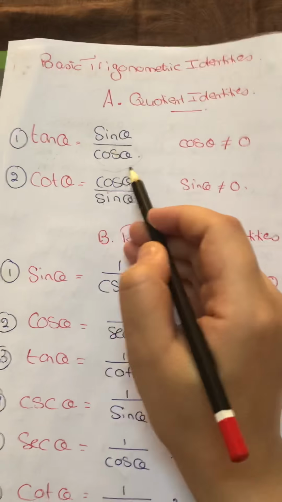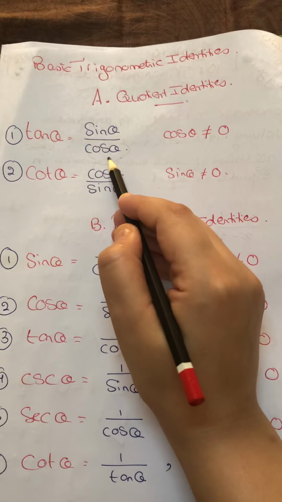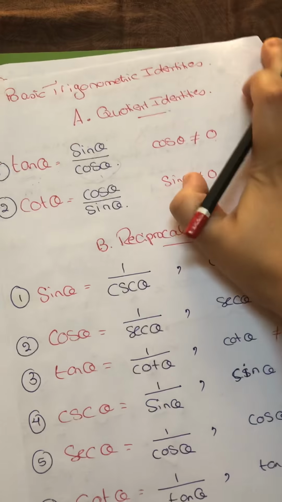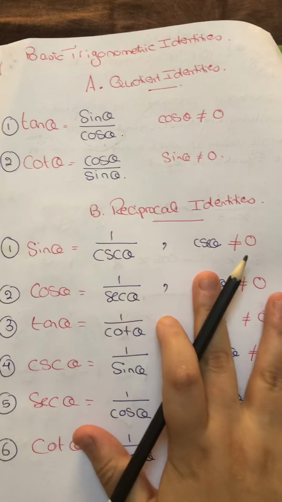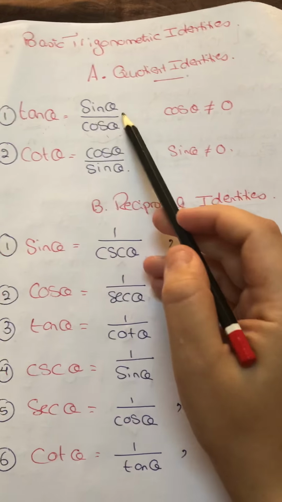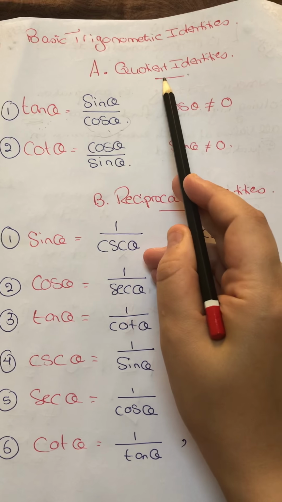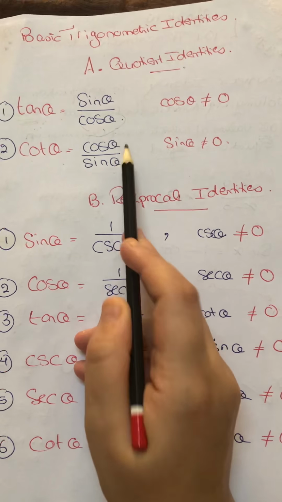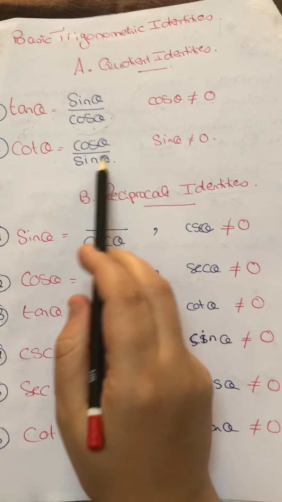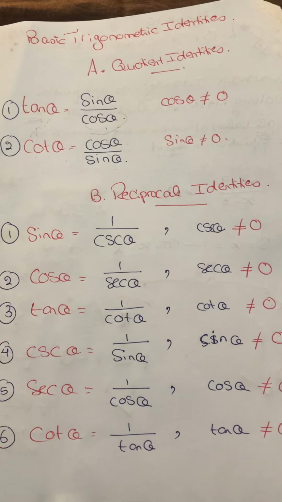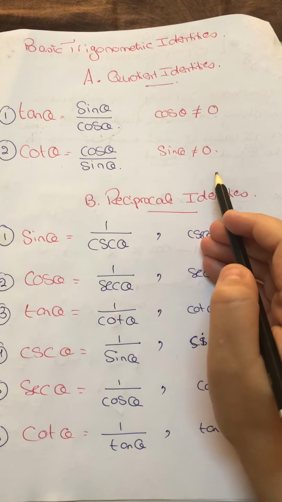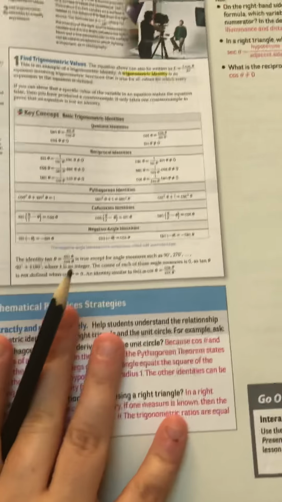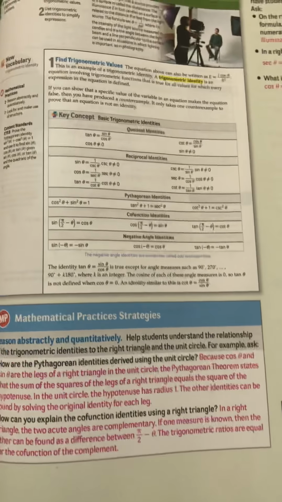Don't come and give me a denominator of 0 and say it's not an identity. The function is undefined at that point. Otherwise, this is a trigonometric identity, and it's called a quotient identity. Then cotan theta is equal to the reciprocal of the tan, so it's cosine theta over sine theta, where sine theta is not equal to 0. This is all in the table in your book on page 655.